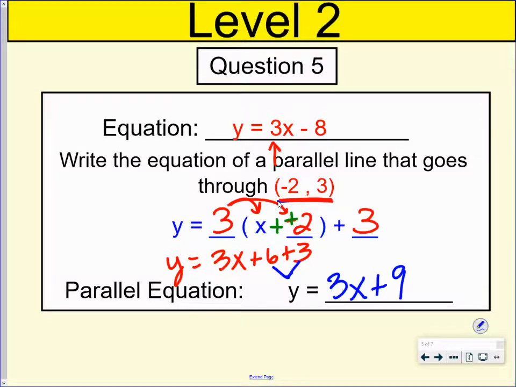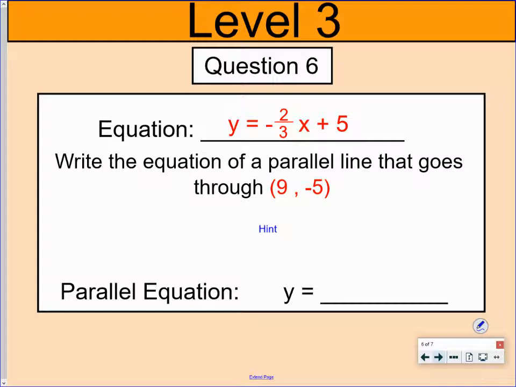All right, let's do another example. We have our equation of our line up here, this first equation written in red, is y equals -2/3 x plus 5. So we want to write an equation of a line that's parallel to that line, but goes through the point 9, -5. So again, we've got our hint here. This is our point-slope formula, and remember, our slope goes right here.